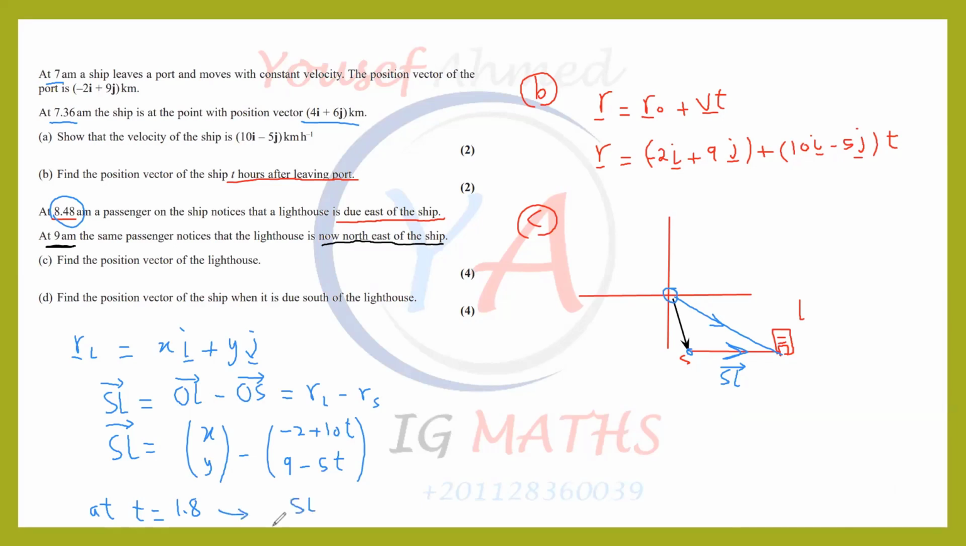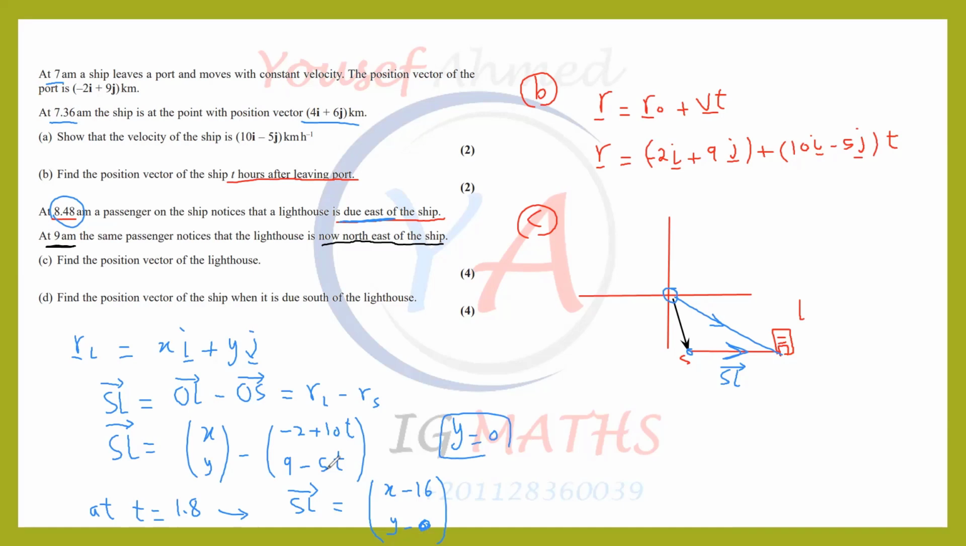So now you replace. SL is equal to x here and y here. If you replace t by 1.8, 10 times 1.8 is 18, and 18 added to -2 is 16. So it's x minus 16. And then down, 5 times 1.8 is 9, so 9 minus 9 is 0. So it will be y minus 0. And it's already mentioned as due east, so y is equal to 0. Now we got the value of y.